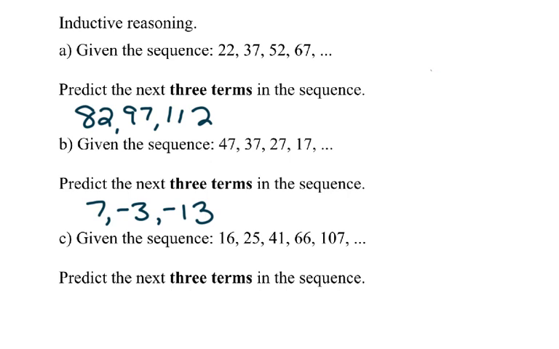The last sequence is a little bit more tricky. 16, 25, 41, 66, 107. So it definitely is increasing, but the gaps are a little bit different. They're not equal like letter A in terms of increasing, and they're not being multiplied. There's nothing I can multiply 16 by in this case to get 25 and have that same pattern when I multiply 25 to get 41. So there's nothing there. There's another known sequence called the Fibonacci sequence.